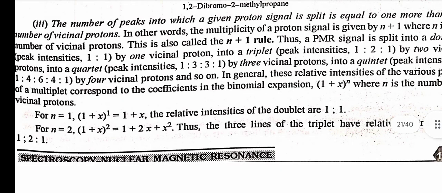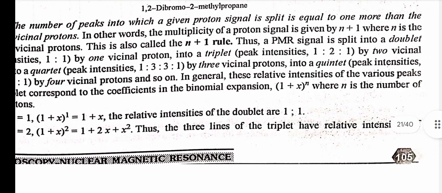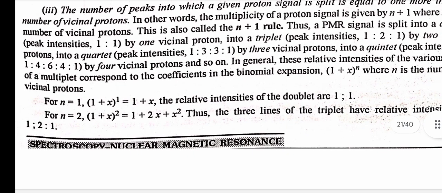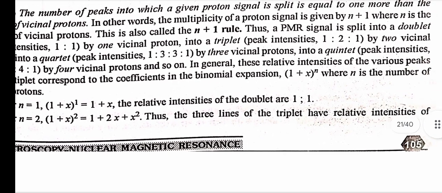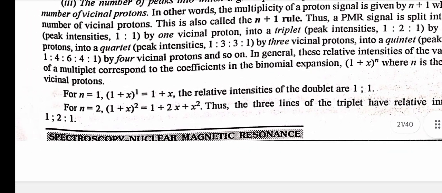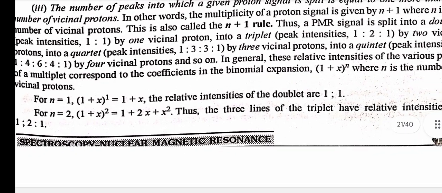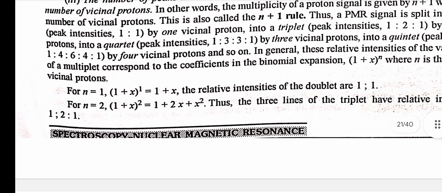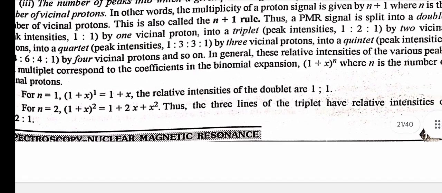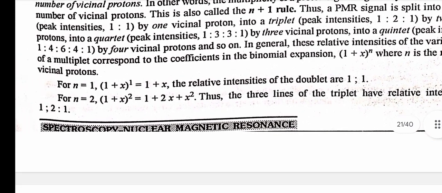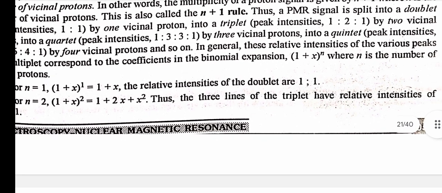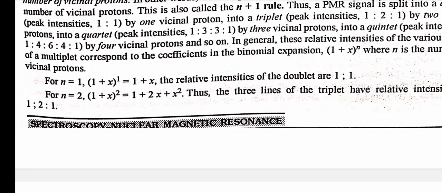The number of peaks into which a given proton signal is split is equal to 1 more than the number of vicinal protons. In other words, the multiplicity of a proton signal is given by n plus 1, where n is the number of vicinal protons. This is also called the n plus 1 rule. Thus, a PMR signal is split into a doublet by 1 vicinal proton, into a triplet by 2 vicinal protons, into a quartet by 3 vicinal protons, into a quintet by 4 vicinal protons, and so on.